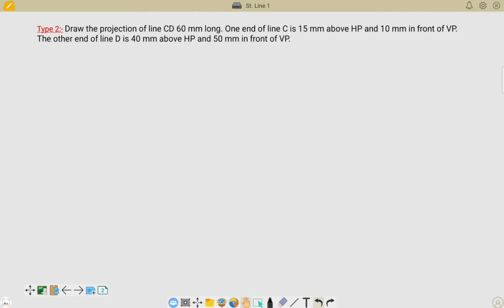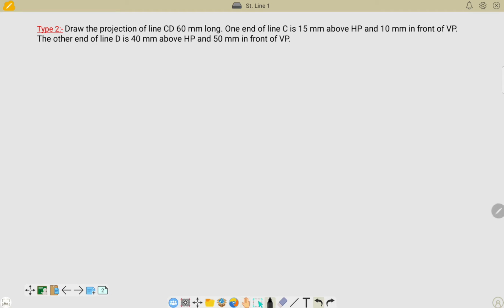Type 2 problem. Draw the projection of a line CD 60 mm long. One end of the line, C, is 15 mm above the horizontal plane and 10 mm in front of the vertical plane. The other end of the line, D, is 40 mm above the horizontal plane and 50 mm in front of the vertical plane. This is the given question.